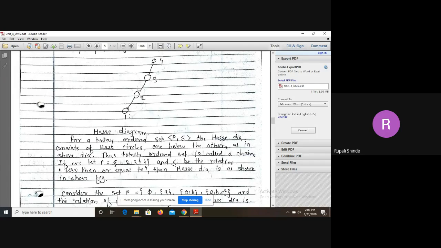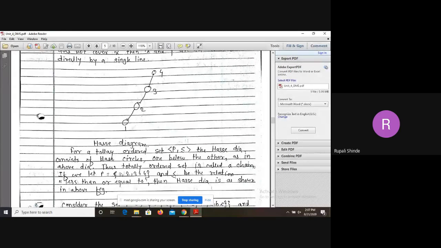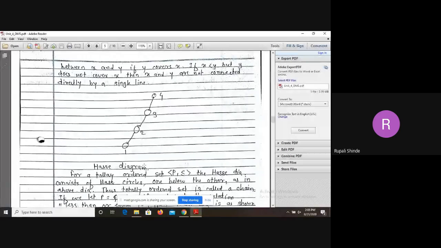Now if you observe, all the elements are placed at the proper place because they satisfy the given condition, that is less than or equals to. That's why we have connected all these 4 elements. So this is the Hasse diagram for the set consisting of 4 elements 1, 2, 3, 4 and the relation less than or equals to. Okay. So this is just one example for Hasse diagram. Now we have to solve some more examples.